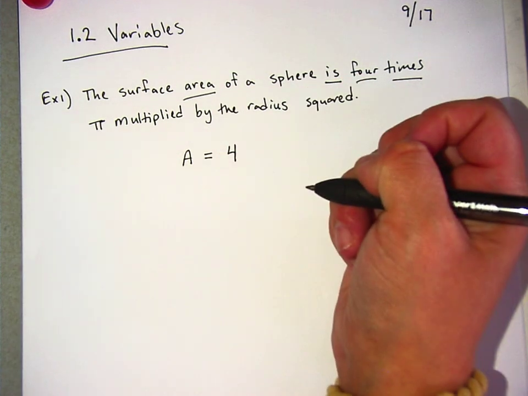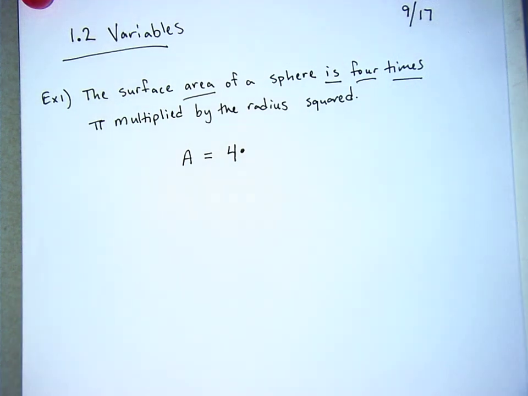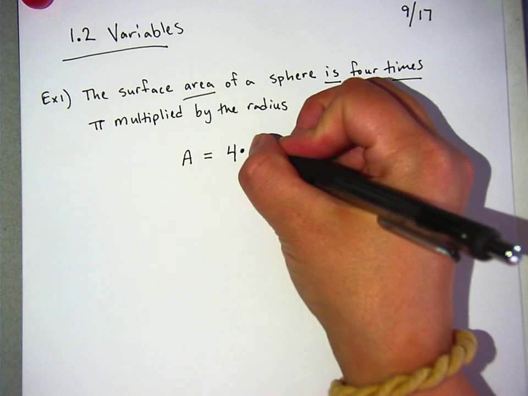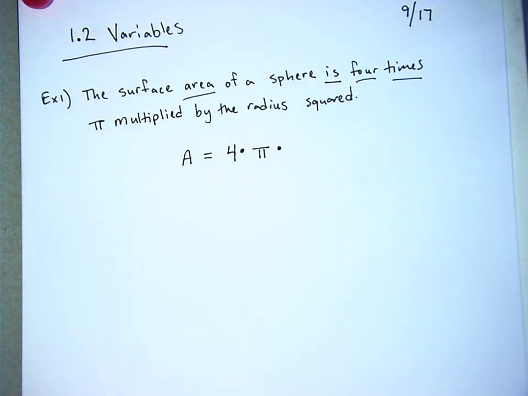What should I write for times? A dot, not an X. It's really important right now. Why is it so important? Because an X could be a variable. Right, X could be anything. It could be a variable. It could be anything. So it's not that. 4 times pi multiplied by the radius squared.